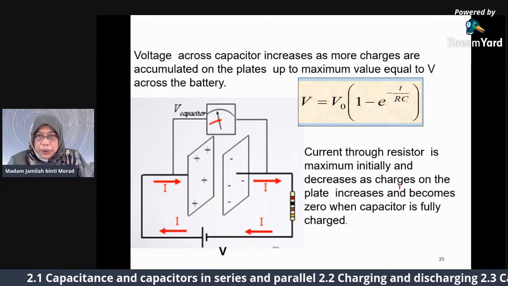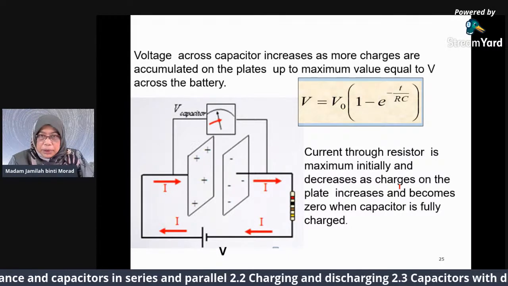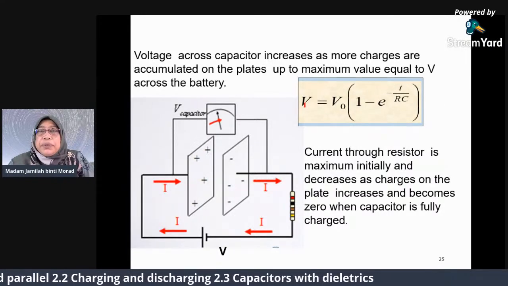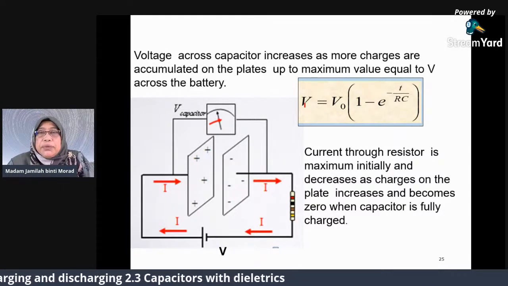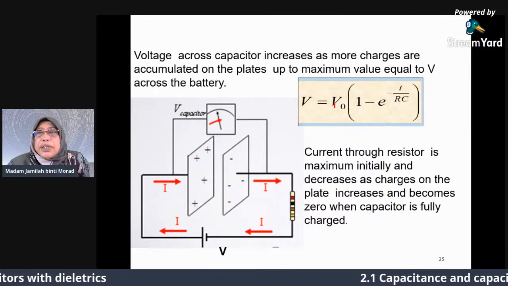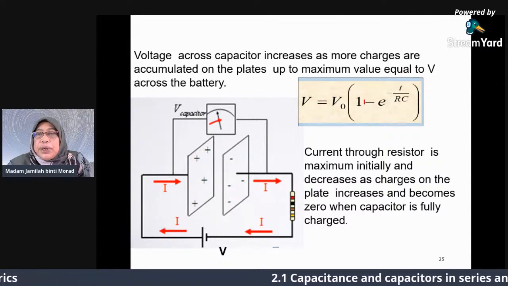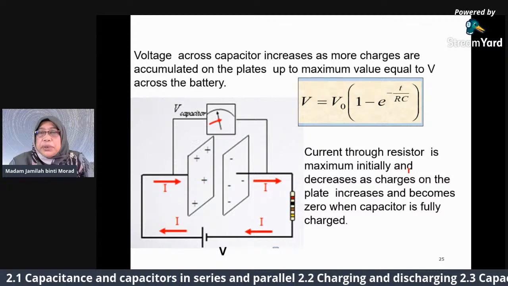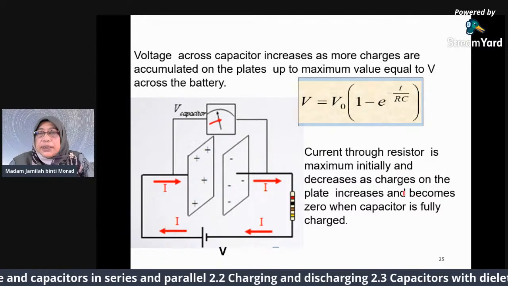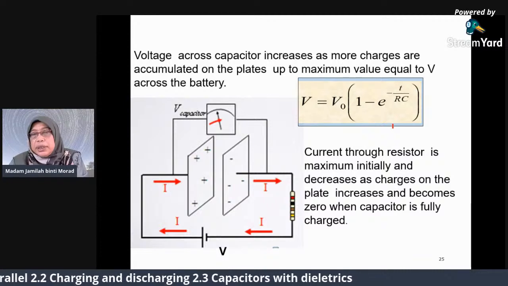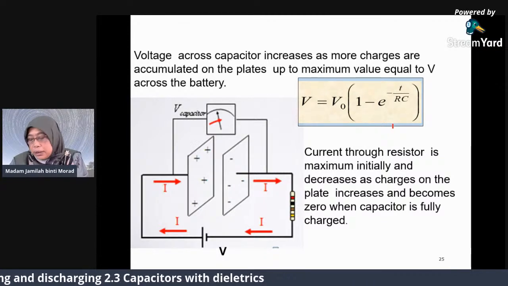So this is the equation for the instantaneous voltage across the capacitor. We refer to the instantaneous voltage across the capacitor, and V0 is the value from the battery, times 1 minus exponent negative t over RC. So current through the resistor is maximum initially and decreases as charges on the plate increase and becomes 0 when the capacitor is fully charged.